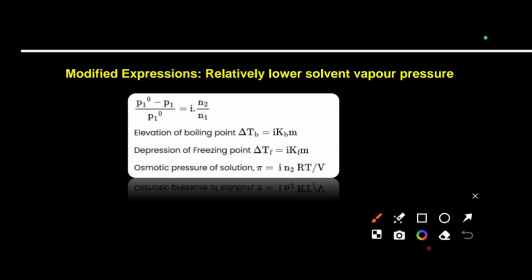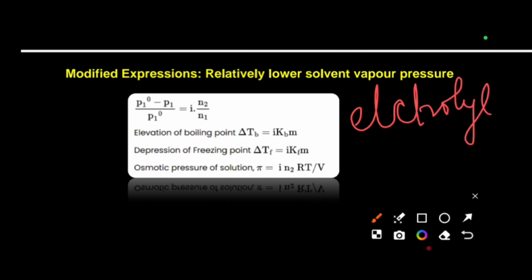So i means the Van 't Hoff factor, and it is used only for the electrolyte. If you are using the electrolyte, then only you can use it. But in case of a non-electrolyte, no need of i, where you can put i equal to 1. In the board exam they can ask what is the value of i if the solution is non-electrolyte, then you can write i is equal to 1. But if it is an electrolytic solution, then you have to put the values, if complete dissociation or complete association takes place, then you can write the value of i according to that solution.